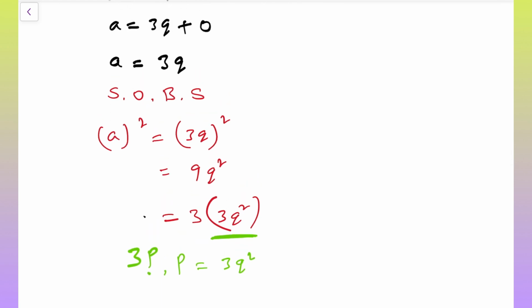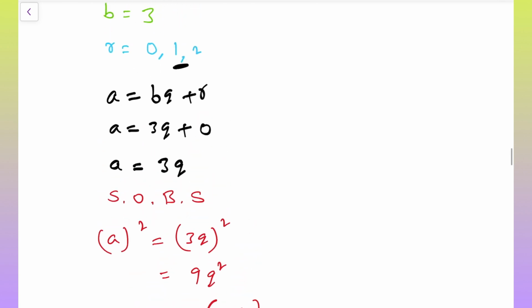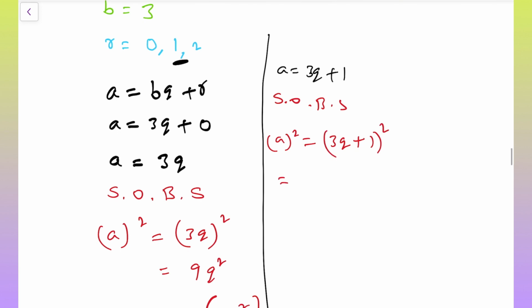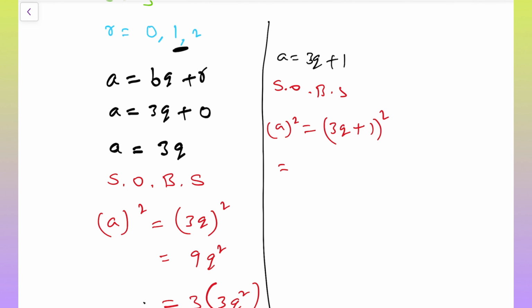Now coming to the second remainder. What is the second remainder we have? That is 1, right? So let us substitute 1. a equals 3q plus 1. As usual, doing squaring on both sides. a square is equal to 3q plus 1 whole square. This is in the form of a plus b whole square. So if we expand it, a square plus b square plus 2ab.